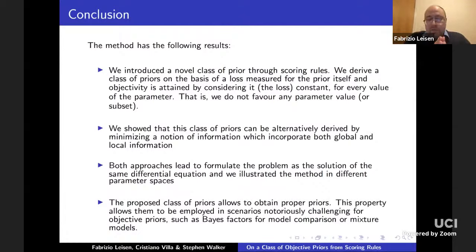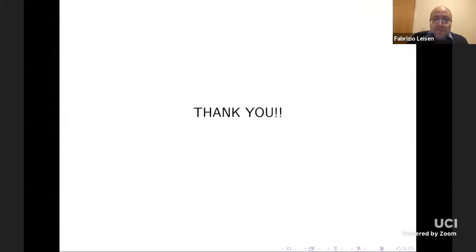And the nice point of our class of priors is that you can obtain proper priors, which makes inference possible in scenarios where notoriously objective priors have problems. And so thank you, and now the floor is for the discussants.